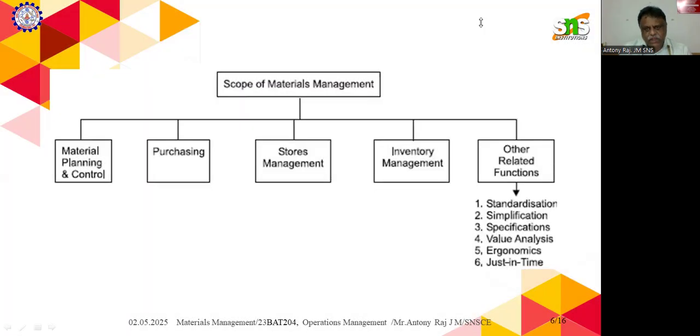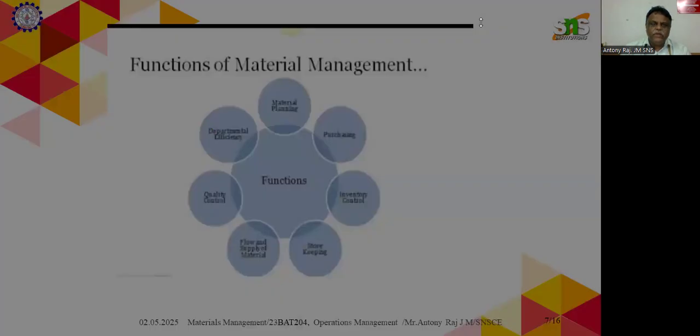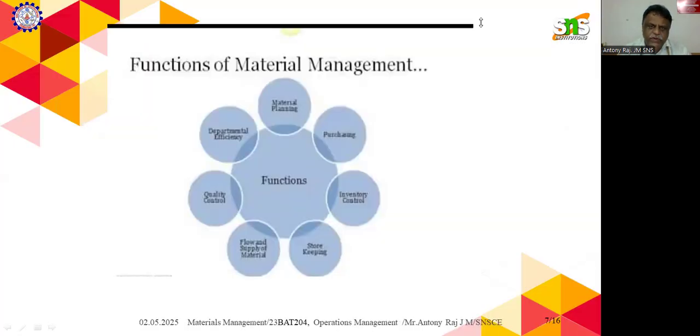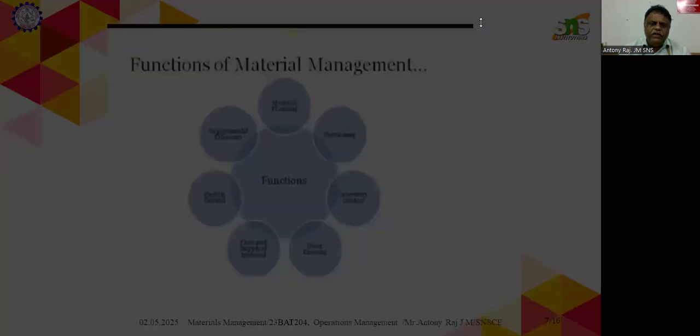And this is the scope. What are the areas that material management covers? As I told you, first, obviously it covers material planning and control. Then we have already discussed the purchasing part. Then we have stores management, and then we see the inventory management part. And as I told you, in inventory management, there are a lot of techniques, and then the other related functions. And this is one more aspect of material management, which you've already seen.